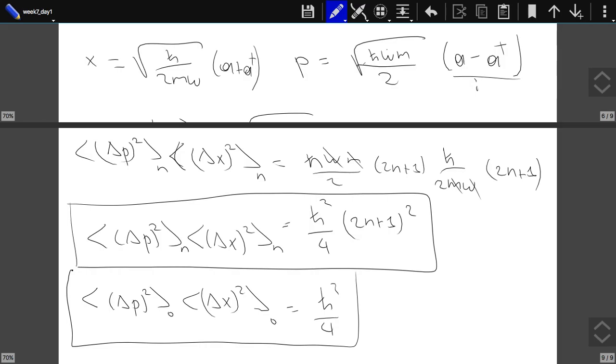And for excited states, the uncertainties get larger and larger.